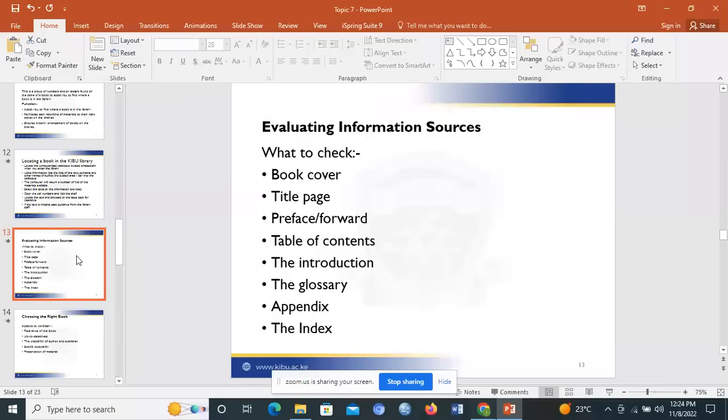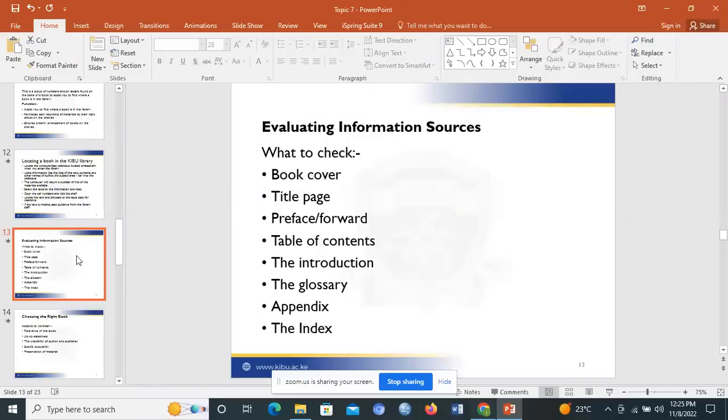Then we have the glossary, we have the appendix, and we have the index. These are key areas of the book found in the last pages of the book. They provide information about certain information inside the text. Let us say you have a picture or a map inside the book. You will be able to find how to locate it from the index.